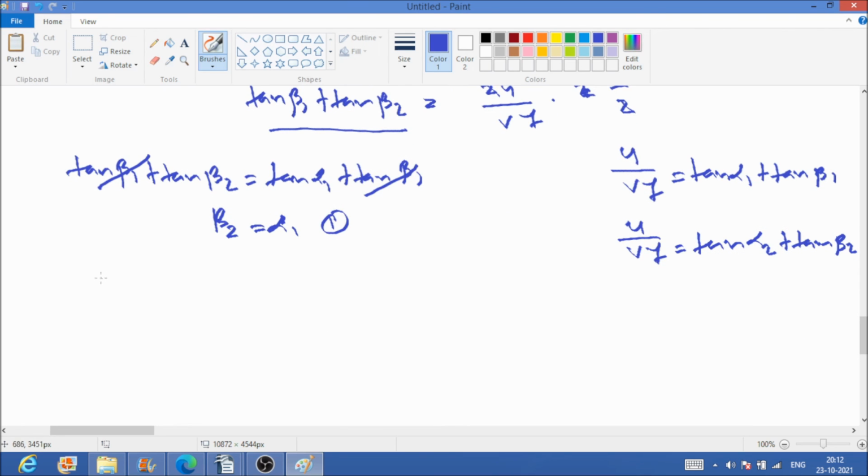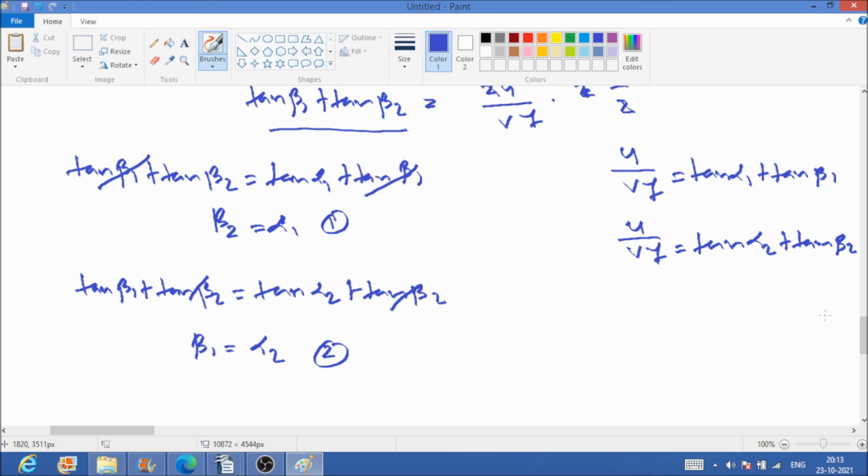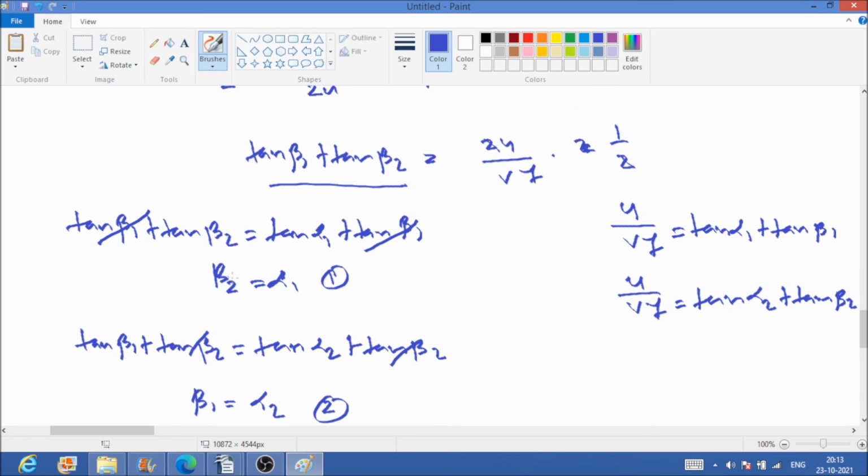Now second one. If I compare the second one, then tan beta 1 plus tan beta 2 will be equal to tan alpha 2 plus tan beta 2. That means tan beta 2 will get cancelled out. That means beta 1 is equal to alpha 2. This is second one. And we have here alpha 1 is equal to alpha 3 also.